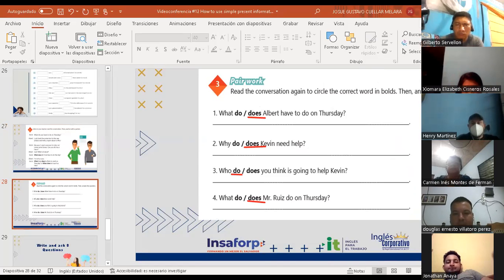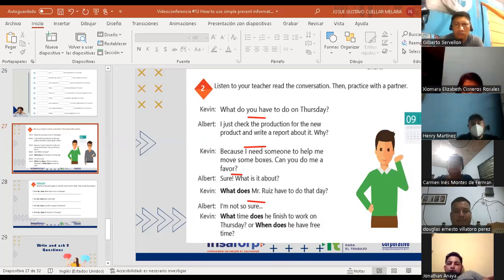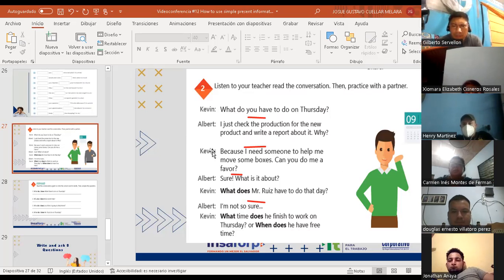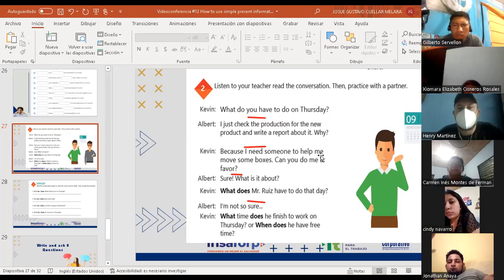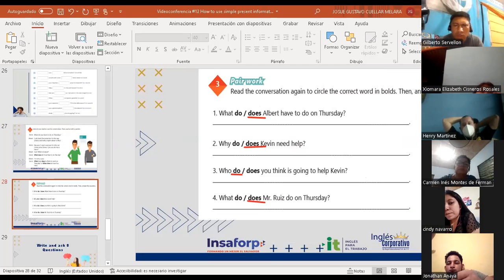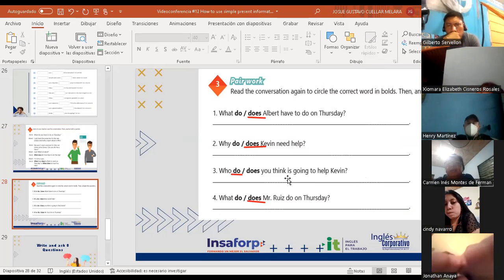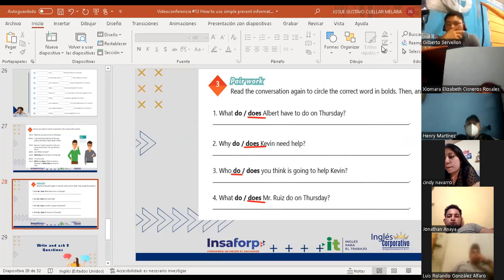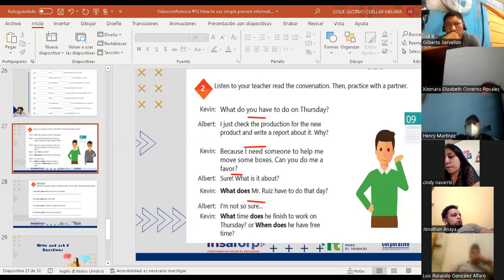Why does Kevin need help? Ok, why does Kevin need help? ¿Por qué necesita ayuda? To move some boxes. Yes, to move some boxes. Aquí está, necesita ayuda a mover algunas cajas. Ok. Carmencita, three or four? Three. Ok. Who do you think is going to help Kevin? ¿Quién crees que le va a ayudar a Kevin?